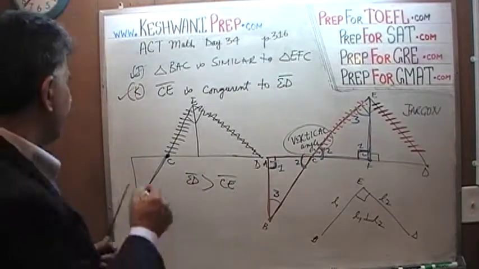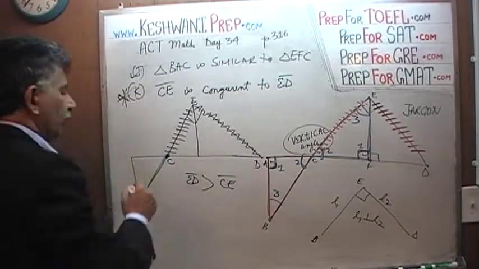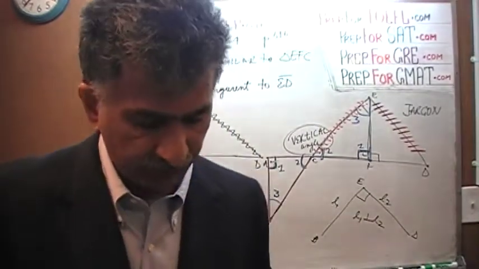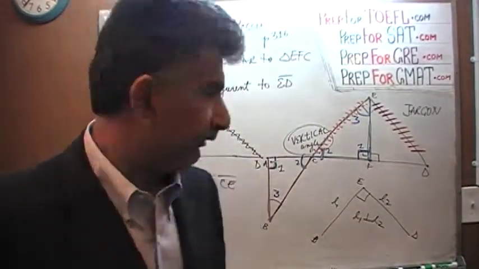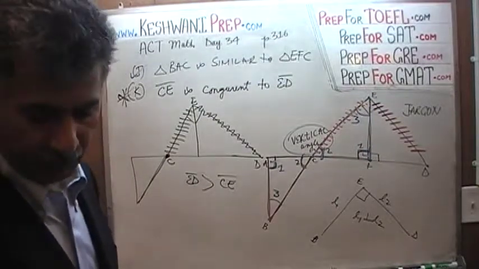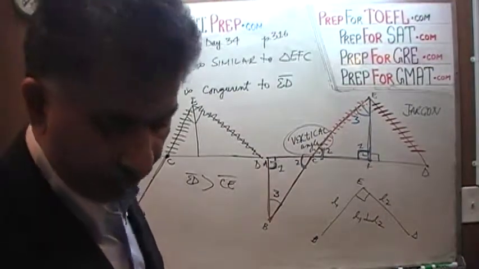The answer is K. The question was, which of the following is something that cannot be justified from the picture? Our answer is K, the last statement, and that's it. There are a couple of things I want to talk about in this problem before we wrap things up.